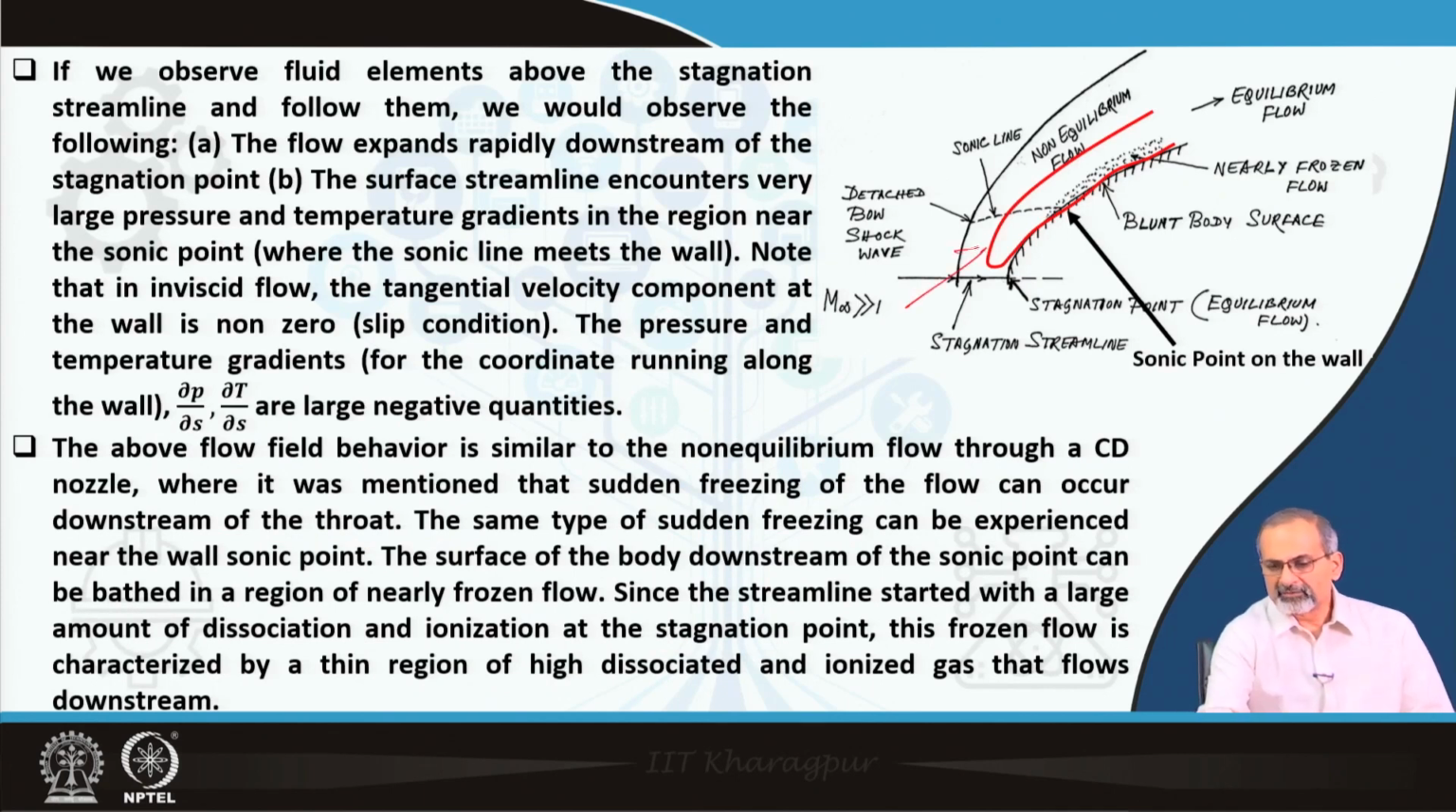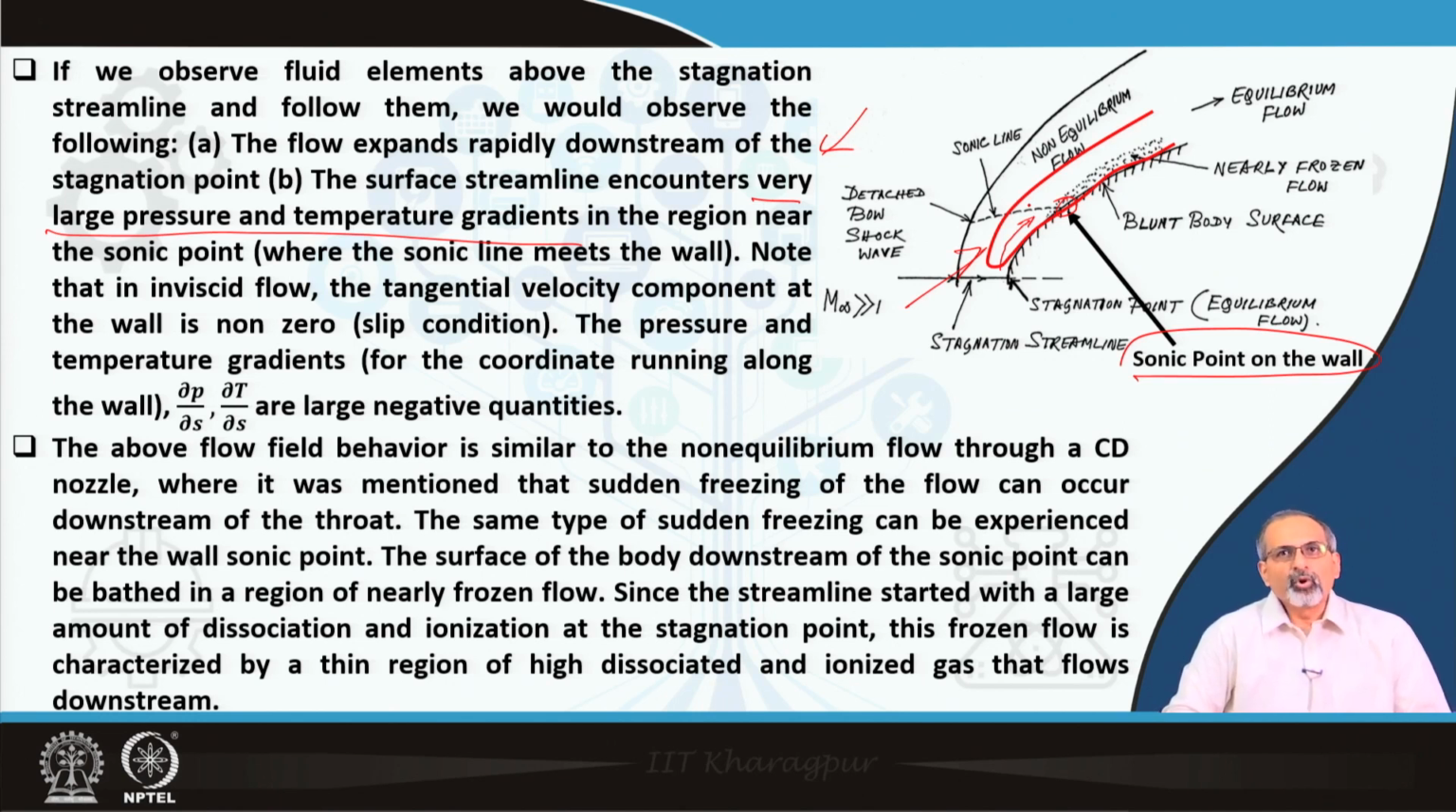If you look at the region of interest which is shown through the red curved region, then we need to discuss what is going on there. We observe that the fluid elements above the stagnation streamline would show these kinds of behaviors like the way we have noted here. The flow expands rapidly downstream of the stagnation point. The surface streamline encounters very large pressure and temperature gradients in the region near the sonic point. So, the flow is rapidly accelerating as it moves along the surface towards the sonic point. So, the sonic point is essentially where the sonic line meets the body here.